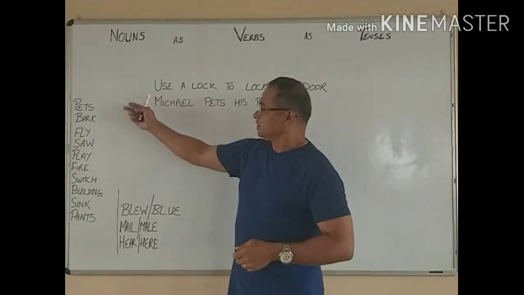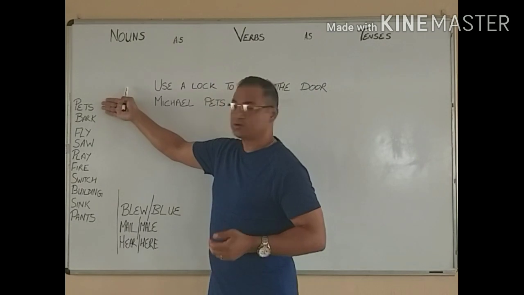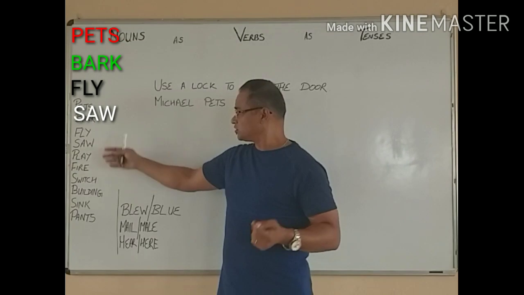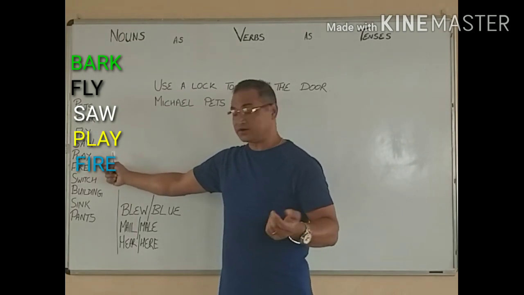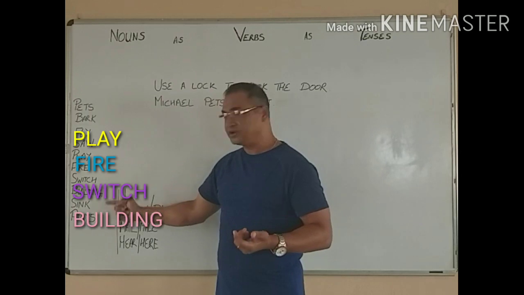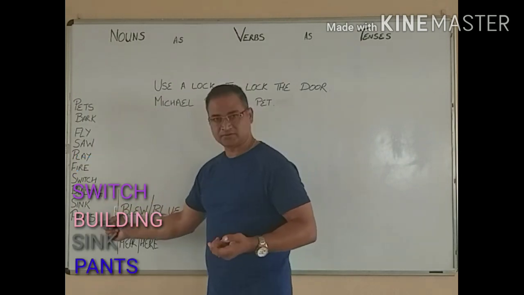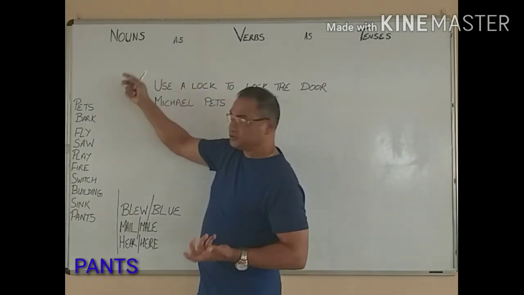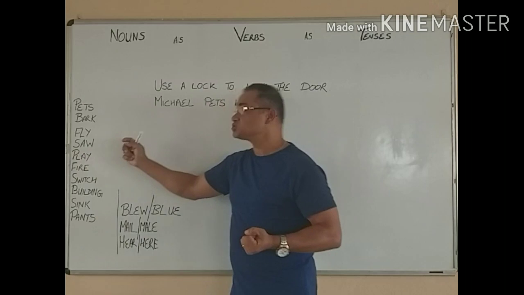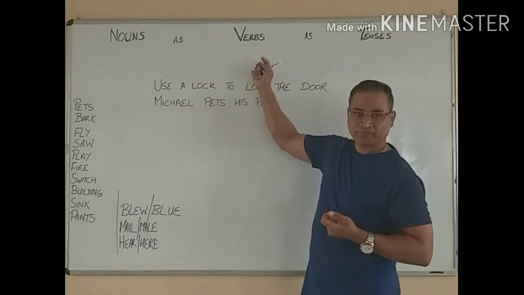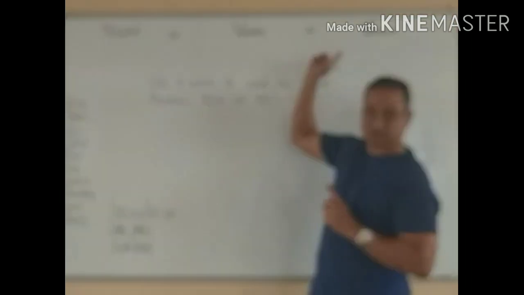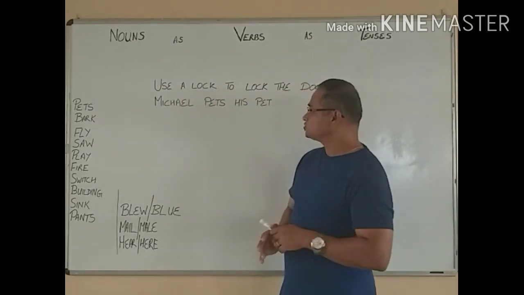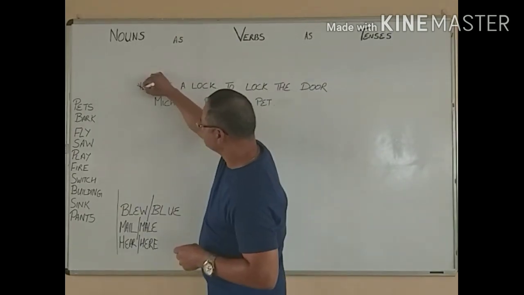I'll read out the nouns: pet, bark, fly, saw, play, fire, switch, building, sink, pant. These are my nouns. Alright? And all these nouns can also be used as verbs and at the same time tenses. I've given you an example. There's an example here. Alright? You see the first example, which is one here.